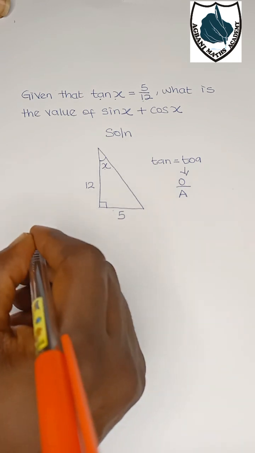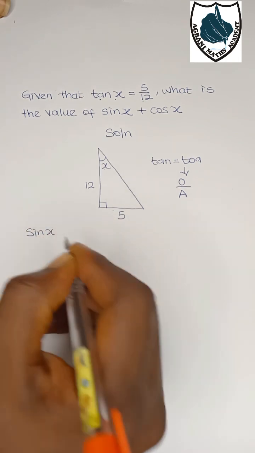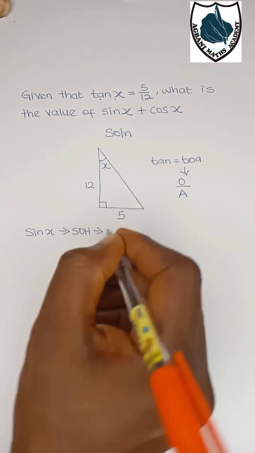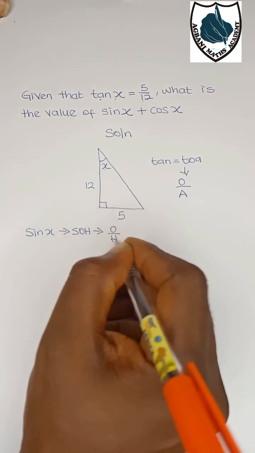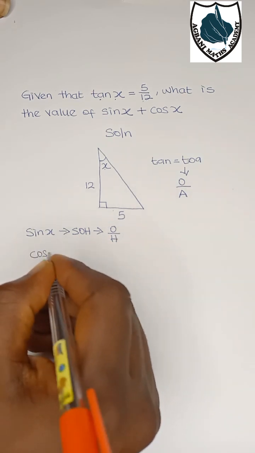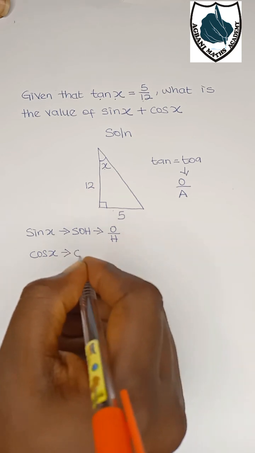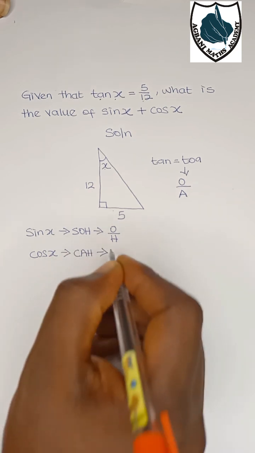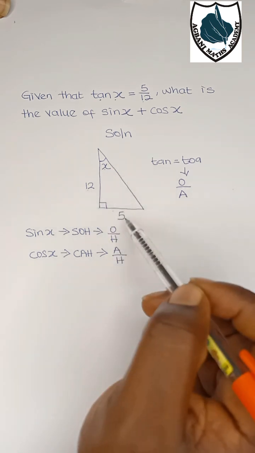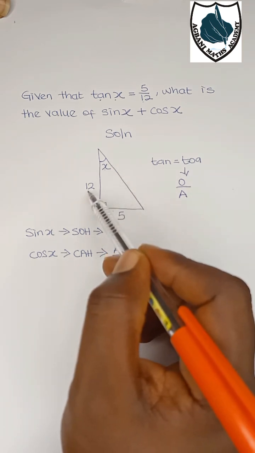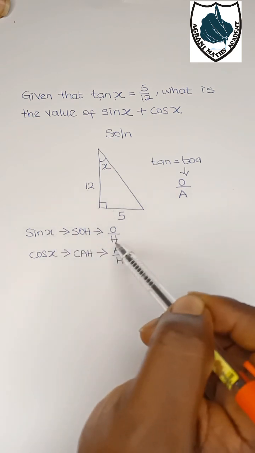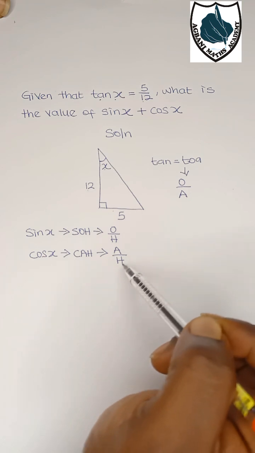So what is sine x? Sine x is SO, which is the same thing as opposite all over hypotenuse. And we also have cos x, which is CAH, and CAH represents adjacent all over hypotenuse. In this particular diagram, we know our opposite, we know our adjacent, but we don't know the hypotenuse. So for us to get sine x, we need the hypotenuse. For us to get cos x, we need the hypotenuse.